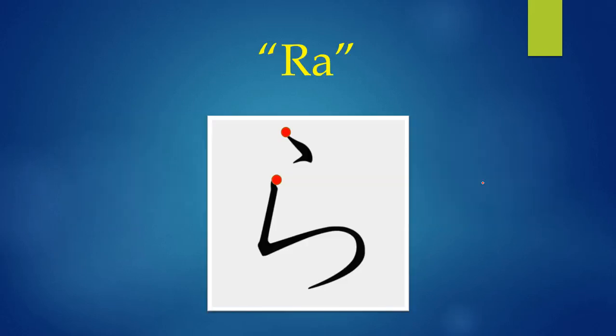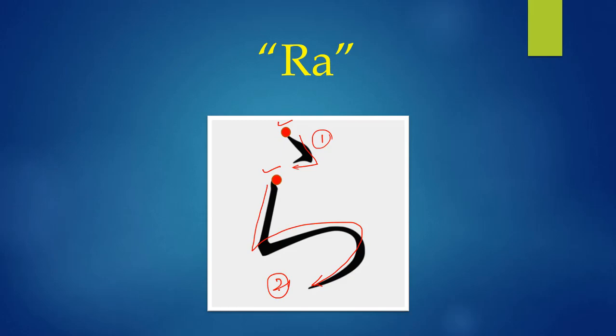First, Ra. Ra has 2 strokes. The first stroke starts from this red dot and it's like this. So this is my first stroke. The second stroke starts from this red dot and it's like this and this. So this is my second stroke. So these are the 2 strokes of Ra.